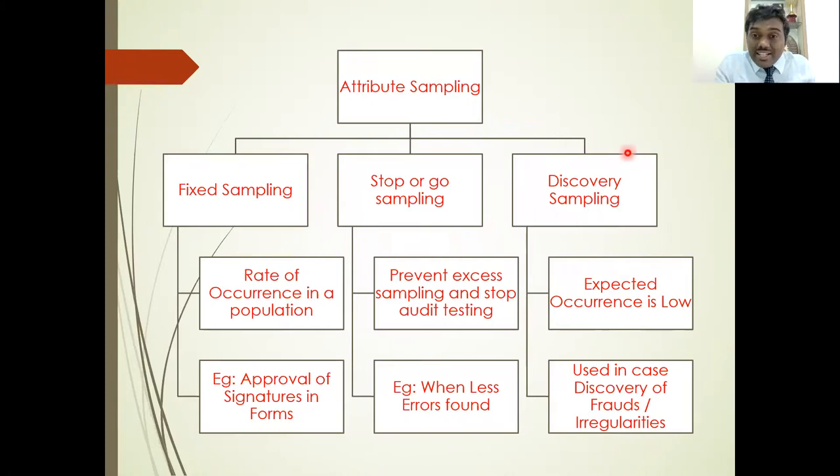Third is discovery sampling. Discovery sampling is when the expected occurrence is very, very low. I repeat, when the expected occurrence is very, very low, then you call it discovery sampling. It is normally used in case of discovery of frauds, irregularities, etc. So until you discover, you keep on searching. So these are the types of attribute sampling.